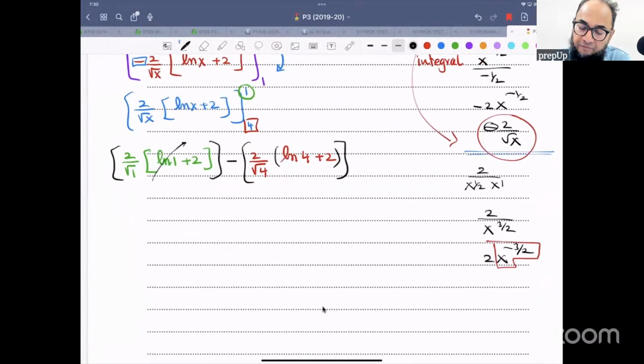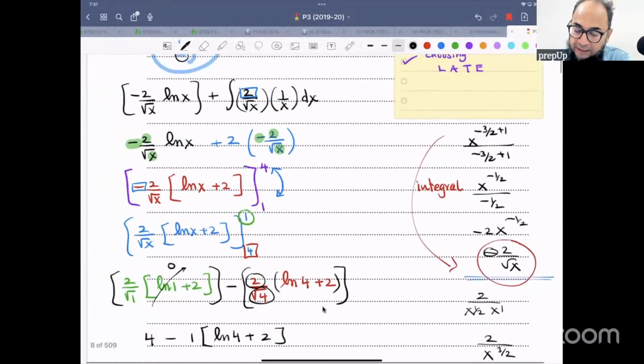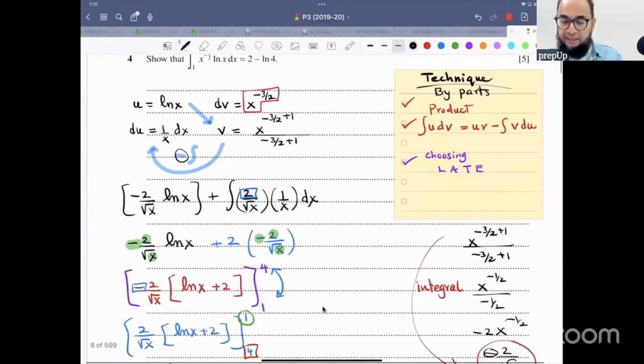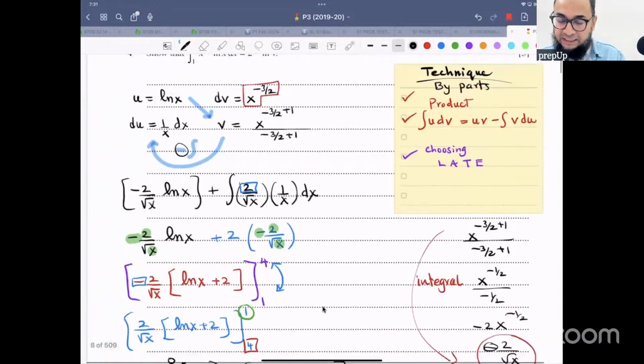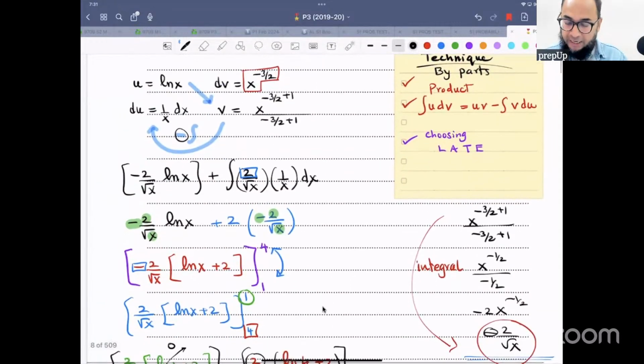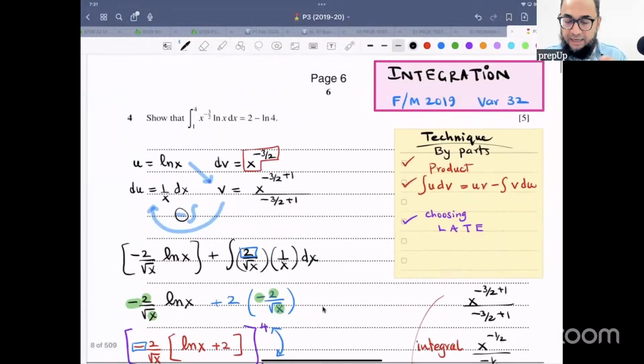We know that ln of 1 is 0. This is 2 into 2, that's 4. This is 2 over root of 4, which is 2. So this is 1 and this is ln 4 plus 2. So this is negative ln 4 and 4 plus 2 is 6. So this is 2 minus ln 4. Now let me just look at it. Where is that small mistake that I have made?